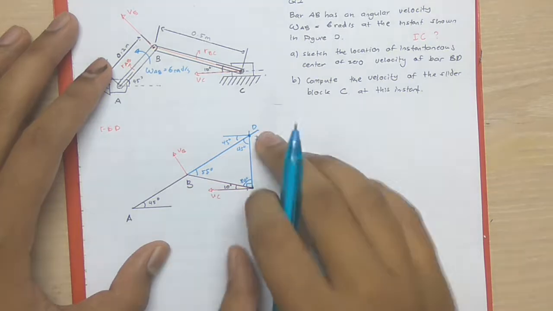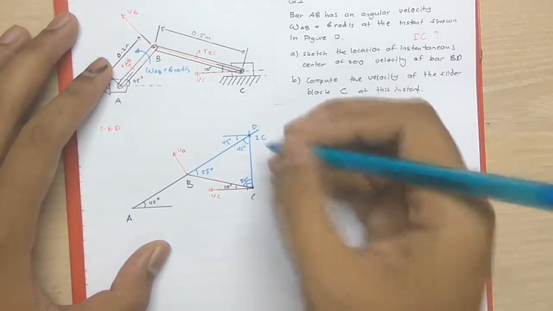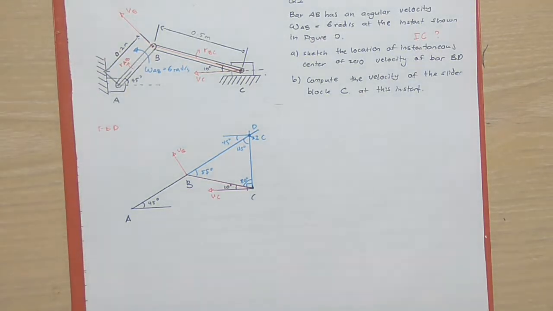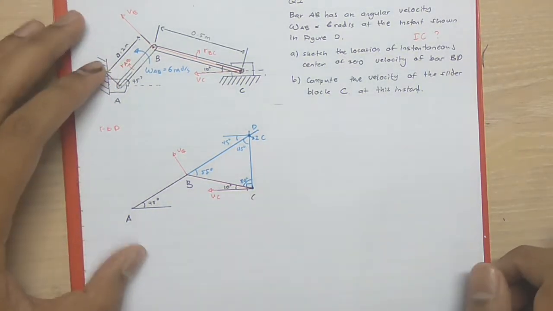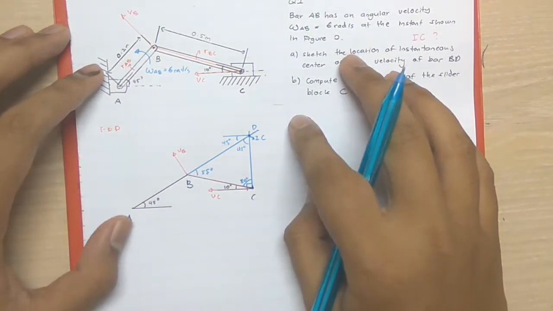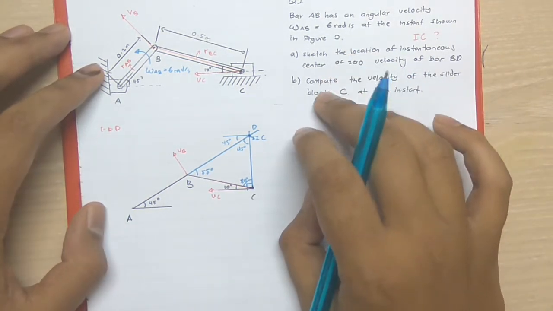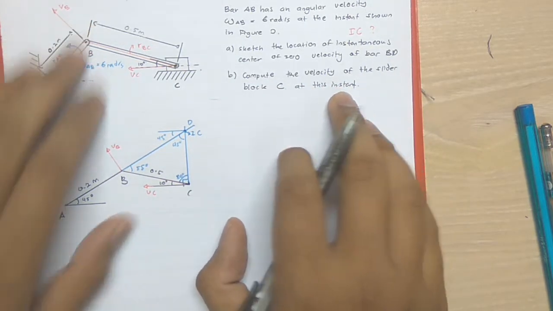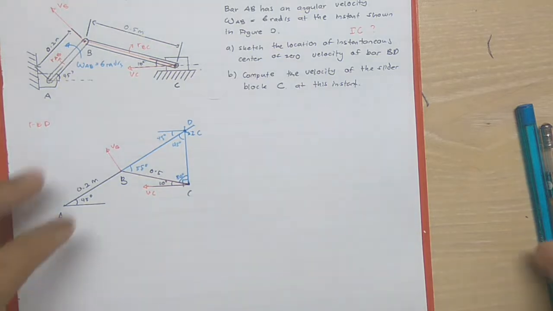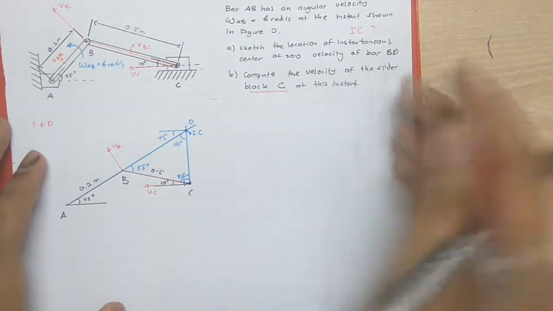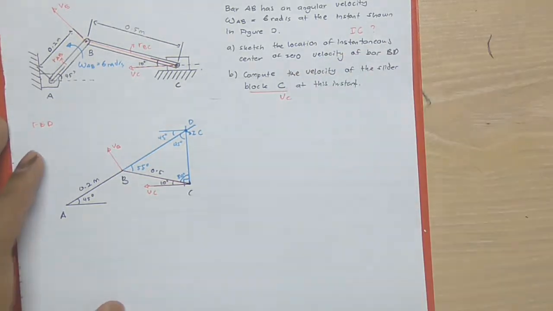What they want is bar BD. Bar BD is BDC. So this one is the point IC, the instantaneous center of zero velocity. So we have answered question A, and then we proceed with question B. Compute the velocity of the slider block C at this instant. So what they want is the velocity of block C, that means VC.